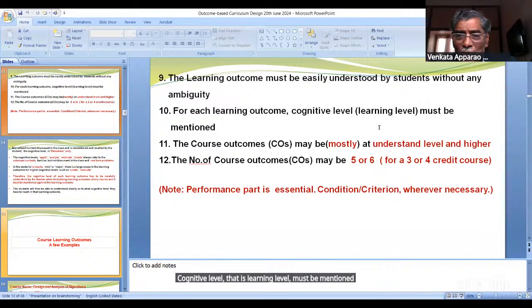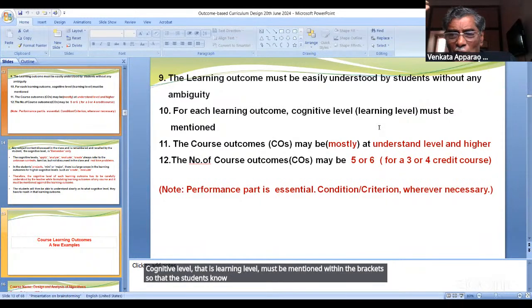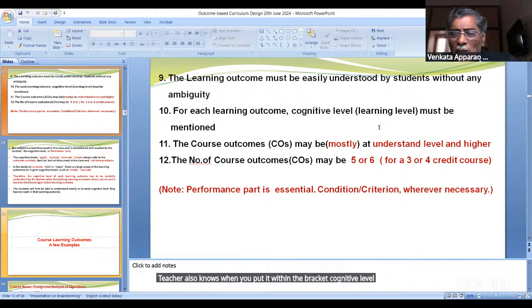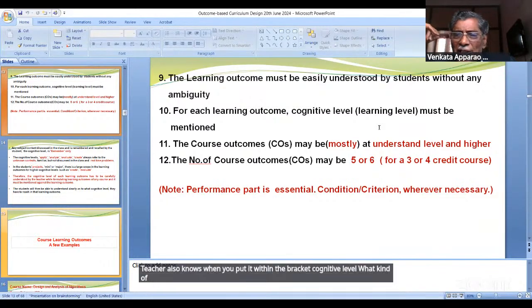10th guideline, for each learning outcome, cognitive level, that is learning level, must be mentioned within the brackets so that the students know at what cognitive level they should learn. Accordingly, they will put in the necessary effort. Teacher also knows when you put it within the bracket cognitive level, what kind of teaching learning strategies have to be used, what kind of assessments have to be used. It helps both teacher and students.